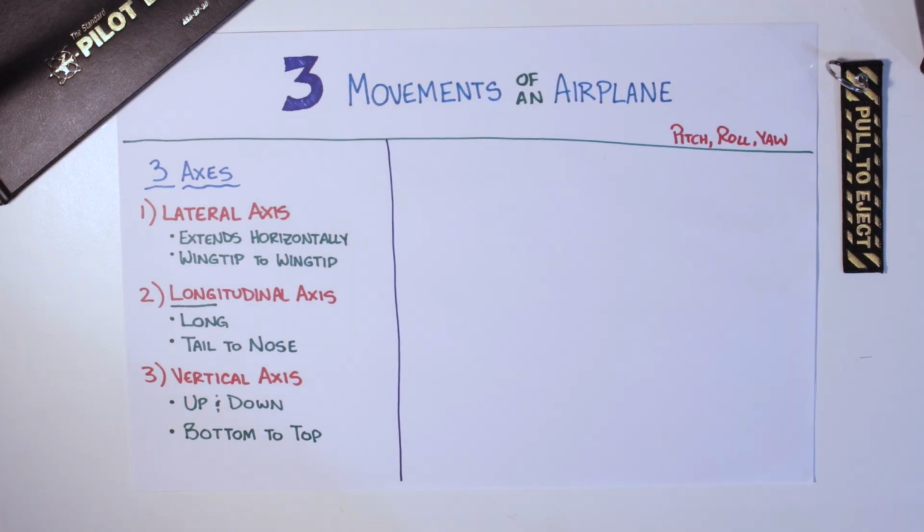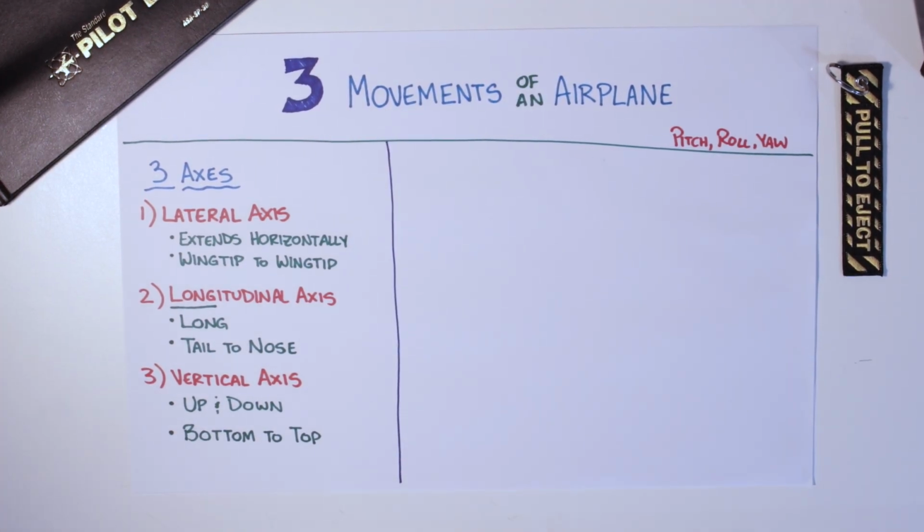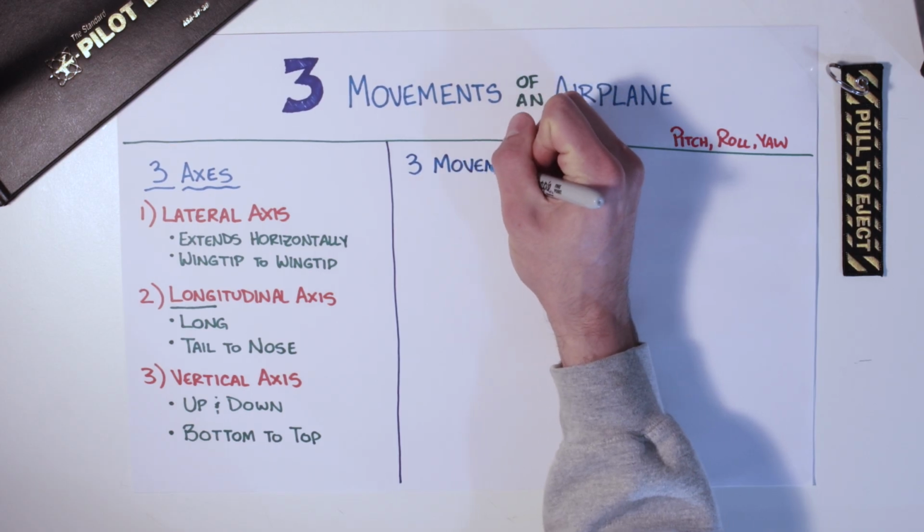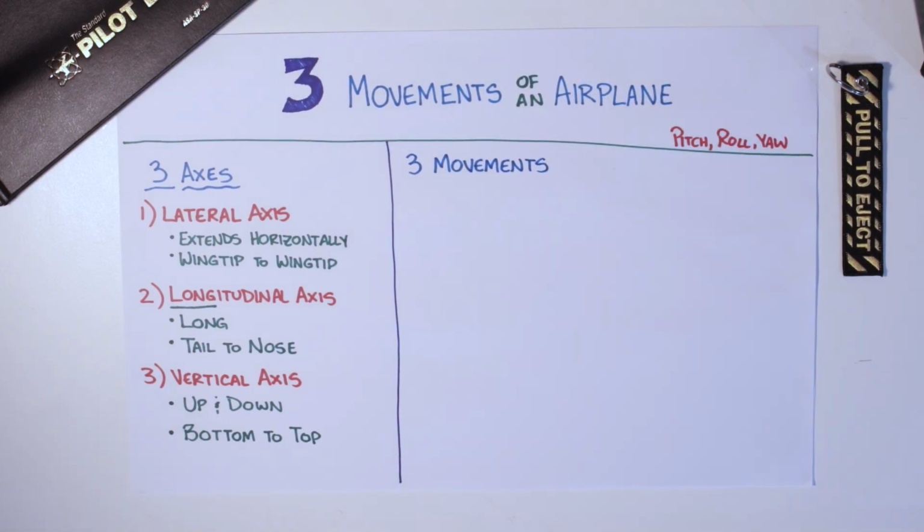And this extends from the bottom of the plane where the landing gear is up to the top of the plane. Alright, now we know what our axes are, and I know you're just dying to know more about these three movements, so let's get right into them. First, we'll talk about pitch.